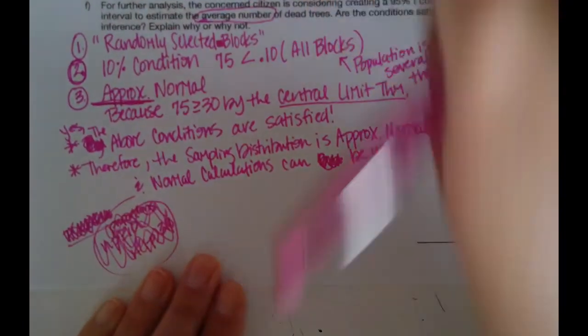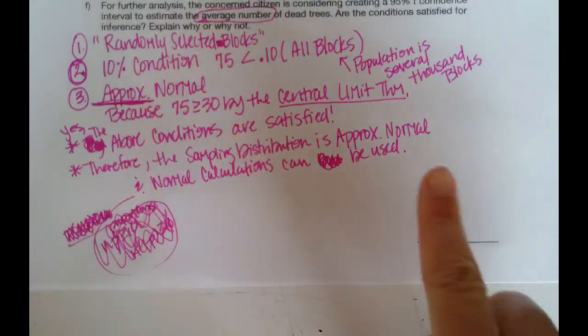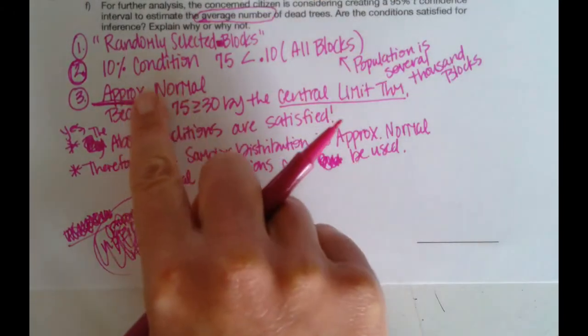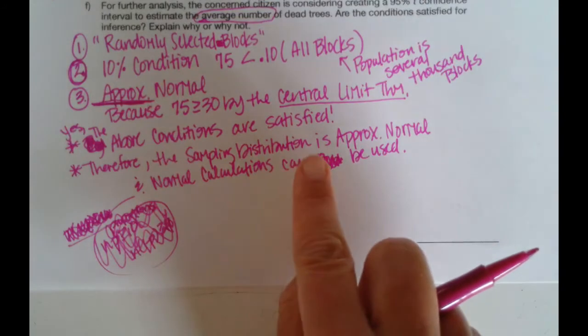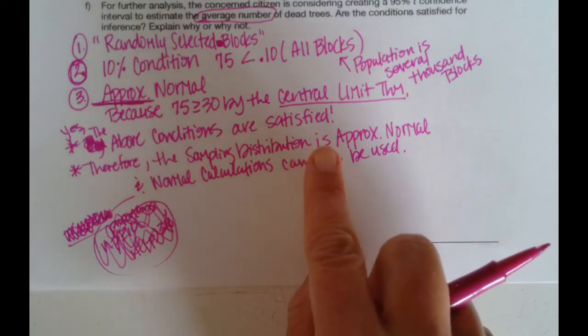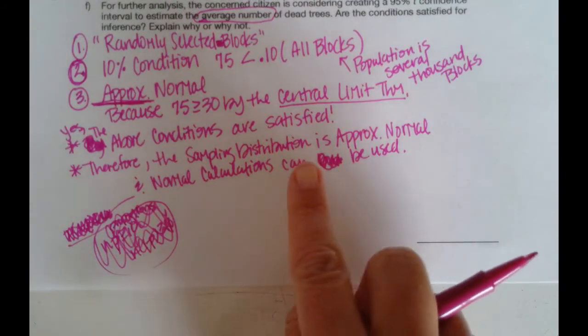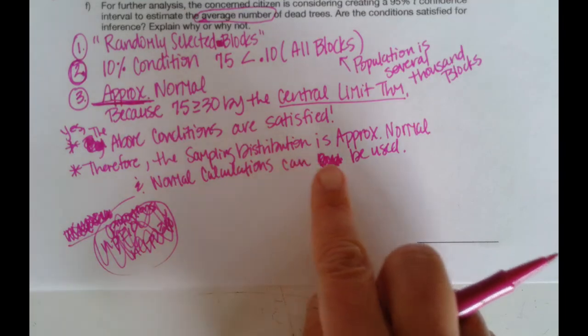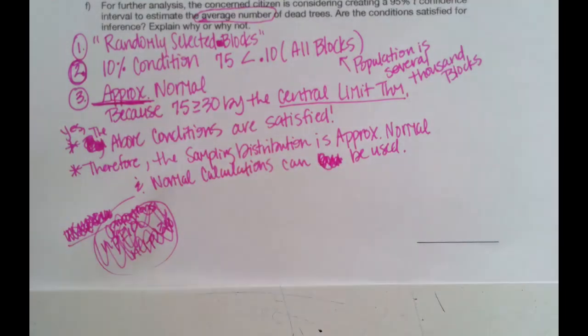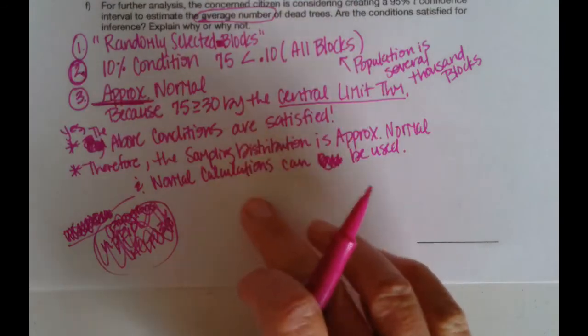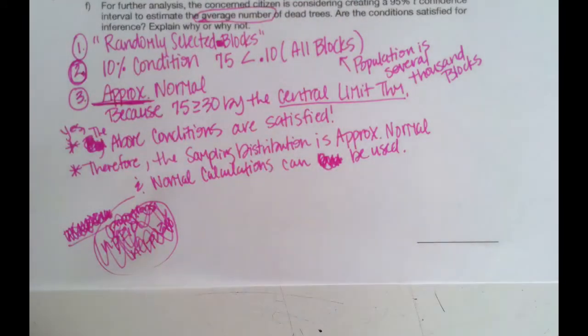So let's see. Now, what is normal? Remember, what are we saying that is normal? We're basically saying the sampling distribution for the sample mean is approximately normal. So if we took many samples of 75, then the sampling distribution would be approximately normal. And why do we want to do this? Because we want to be able to use normal calculations.